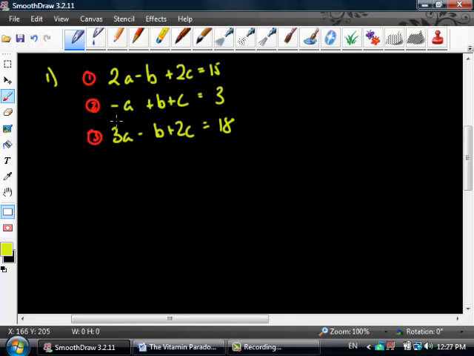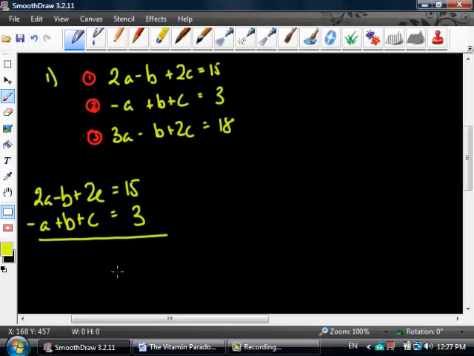If we eliminate B, what we have to do is choose two of the equations, any two that we want, and eliminate B. So I'm going to choose, say, 1 and 2. Equation 1 is 2a minus b plus 2c equals 15, and I'm going to stack that on top of negative a plus b plus c equals 3. I choose two equations, and then I stack them.